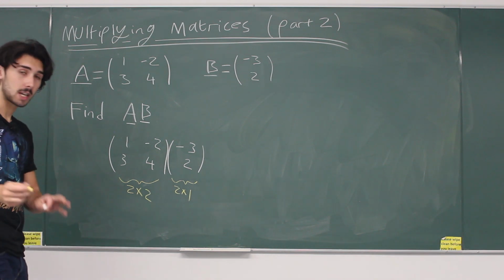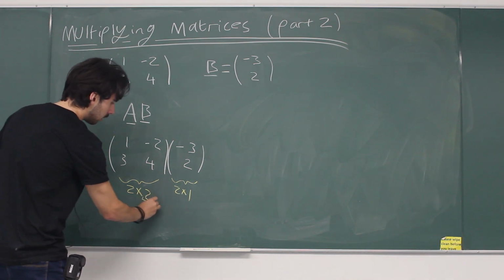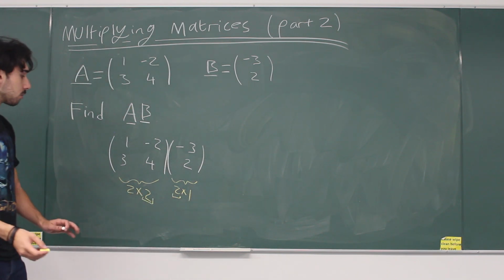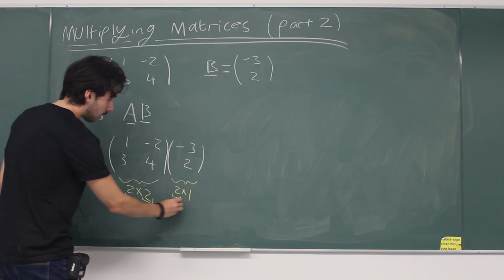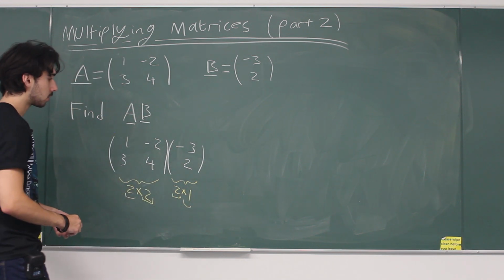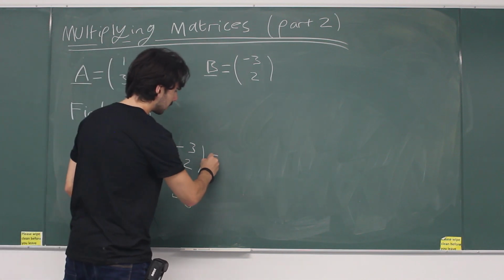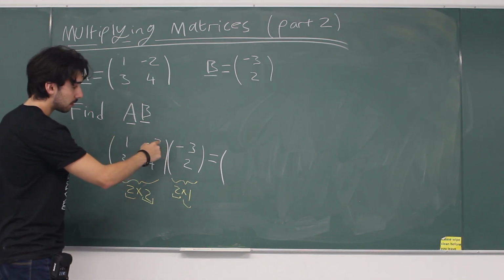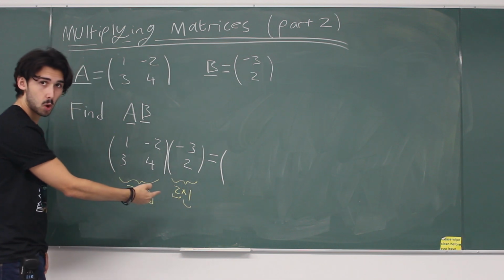Can we multiply them? Yes, we can, because the number of columns of the first is equal to the number of rows of the second. And what will the result be? It will be a 2 by 1 matrix because these are the outside numbers. So we're looking for a 2 by 1 matrix. Okay, so we're going to multiply the first row of the first matrix by the first column of the second.